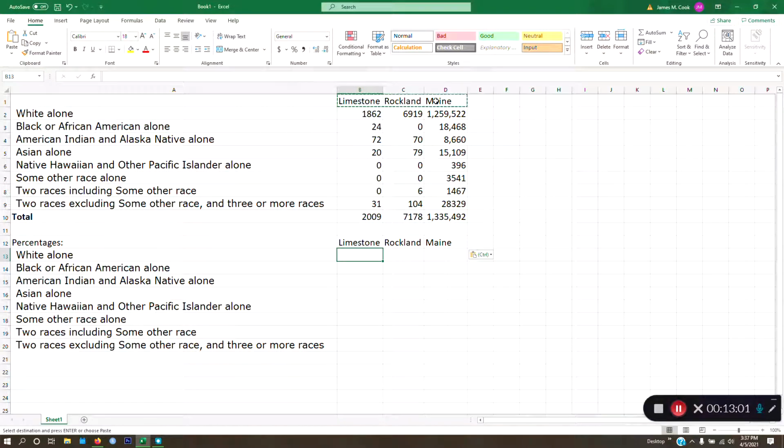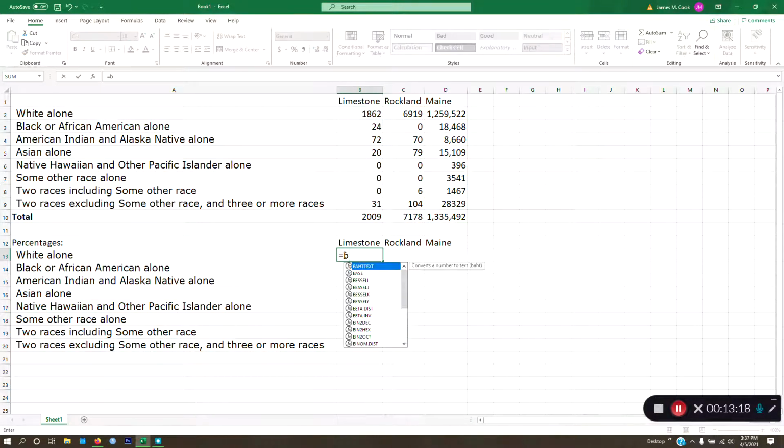Well, in order to get a percentage, here's what I would need to do. I would need to take whatever value, say if we want to do one for white alone, I want to take the value of this cell, the count, and that would be cell B2. And then I can divide that by the total, divided by 2009.